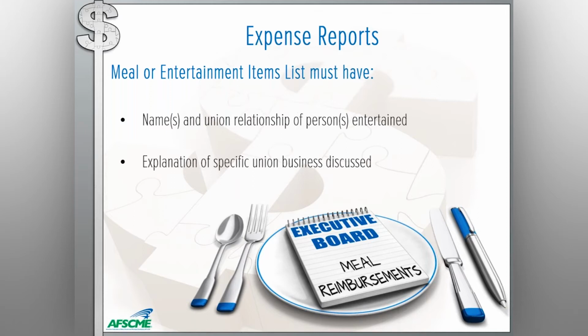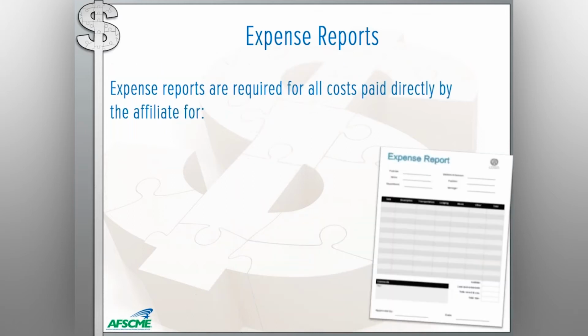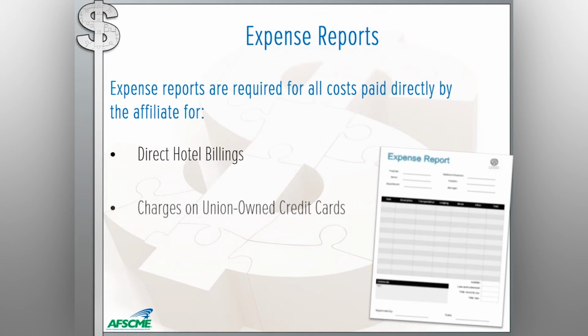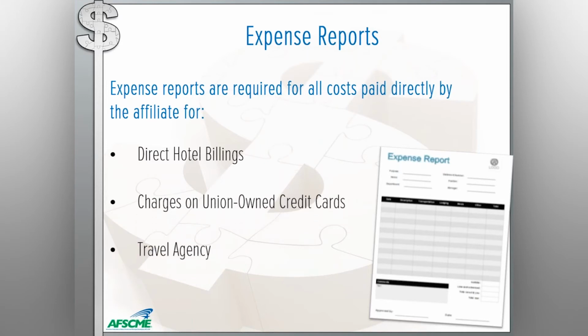Expense reports are also required anytime you pay costs directly. So if an individual is going to a conference or convention and you're paying their hotel bill up front, they still need to record that on their individual expense report. Also, any charges made on a union-owned credit card, you're going to list all of those charges on an expense report. And any payments paid to a travel agency for transportation to conferences or conventions.